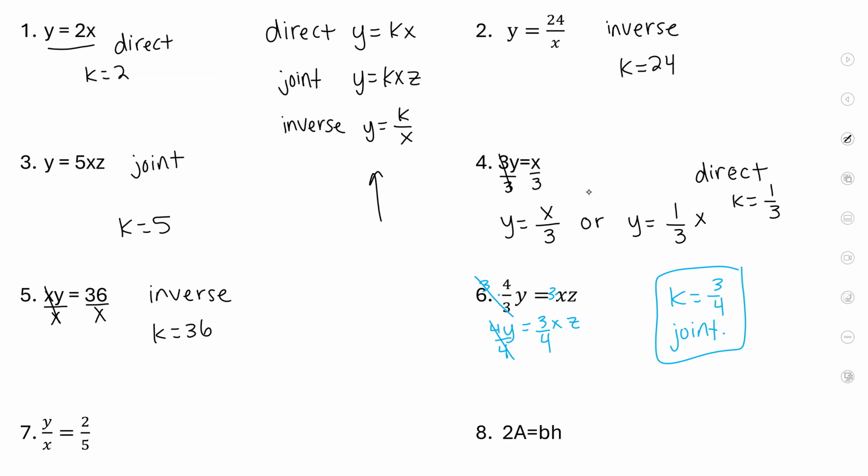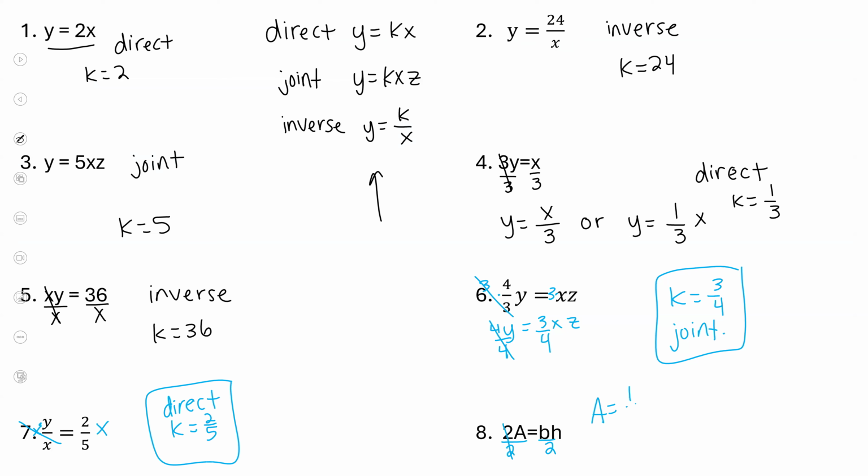Next, I can multiply this by x. Multiply by x. Those cancel, multiply this side by x. So this is direct variation. And your k value is 2/5. Over here, divide by 2. This can be written as a equals 1/2 times b times h. This is the area of a triangle formula, but this is joint variation, and your k value is 1/2.